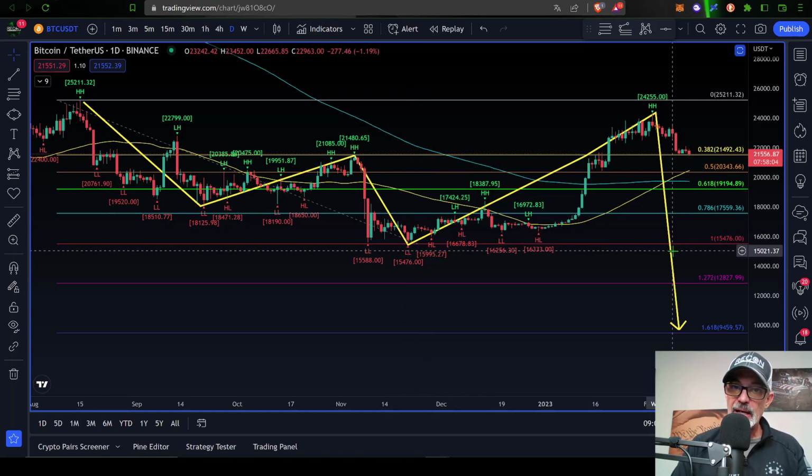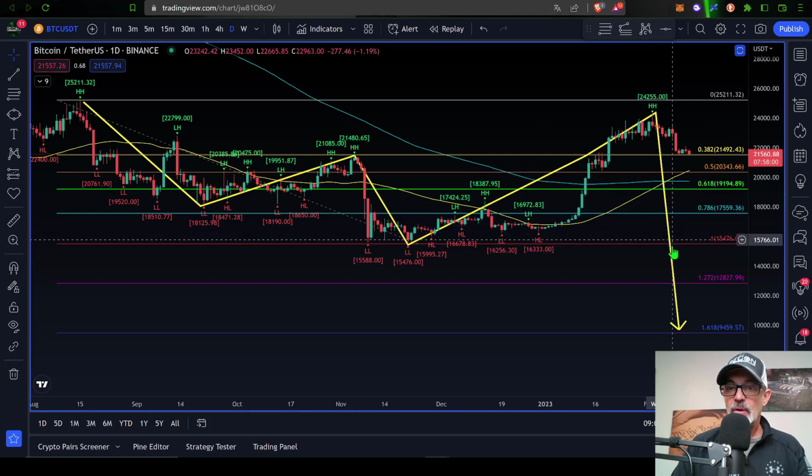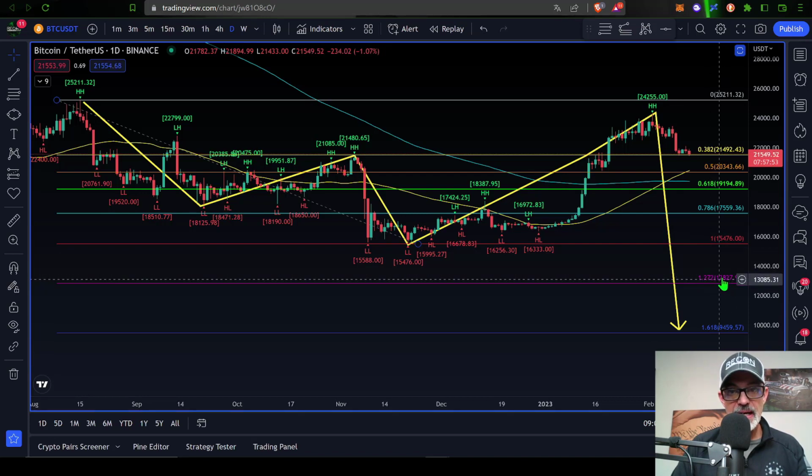But with that in mind, if this is to play out as a textbook bull trap, we could see Bitcoin's price get as low as the 1272, which would put it around 13,000, or again that 1618, which would put it around that 9,500 level.